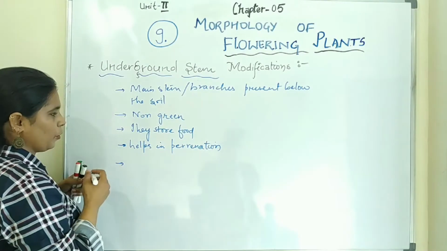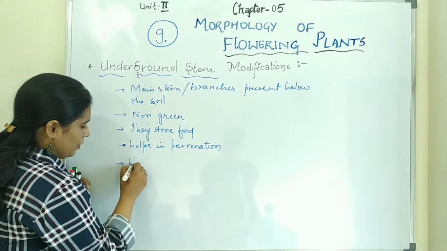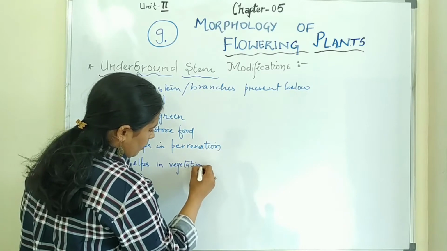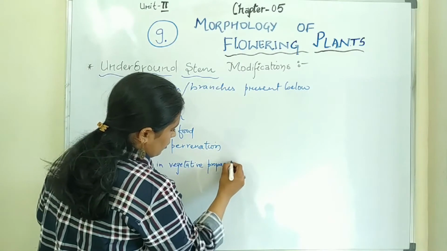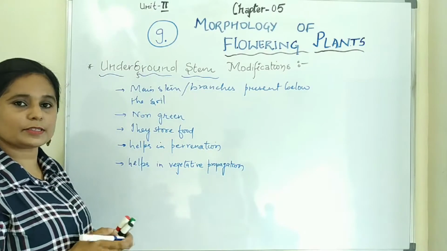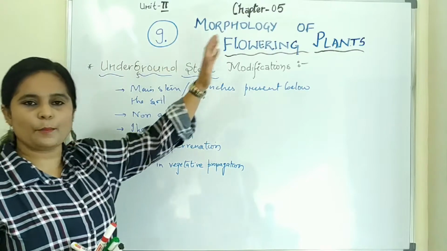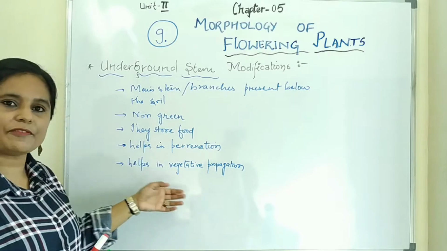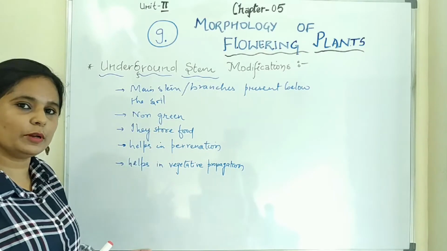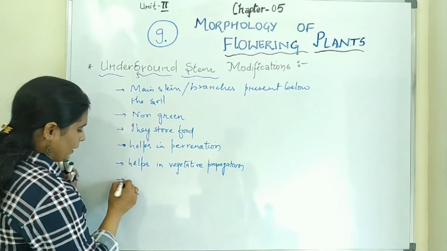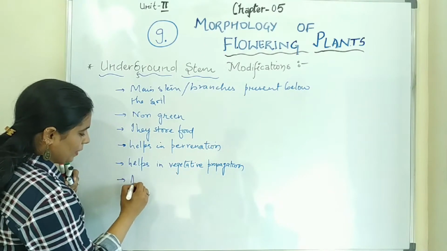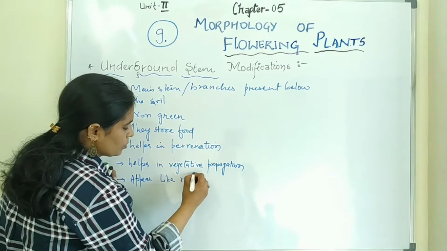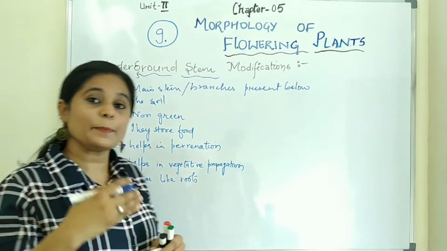And the next important point is that they help in vegetative propagation. So these are a few general characteristics of the underground stem modification: for the purpose of storing food, plus it also helps in vegetative propagation. So they have a dual function. Now another point is that they appear like roots. They look like roots.